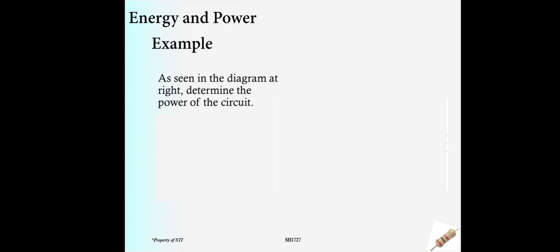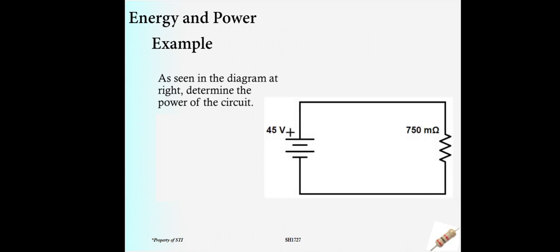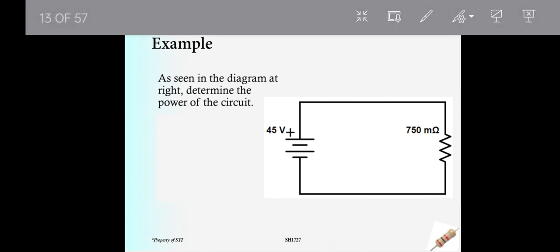Okay, so another example. As seen in the diagram at right, determine the power of the circuit. Okay, so another example, we have here a circuit, meron siyang voltage na 45 volts, and this one, 750 milliohms. Okay, so ano ba itong 750 milliohms? Okay, milliohms, no?